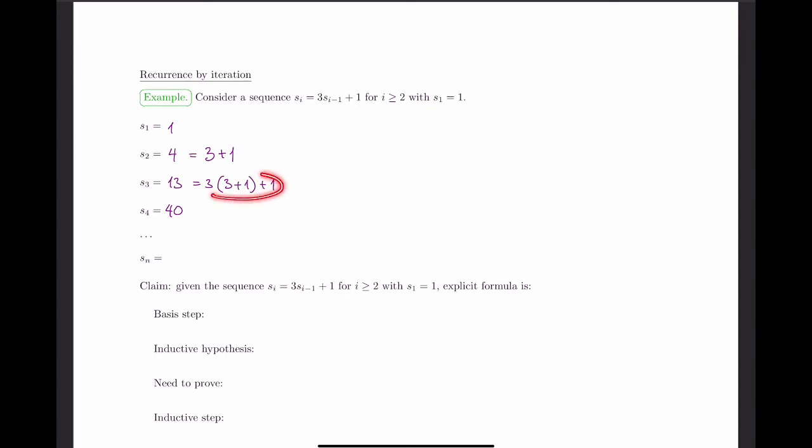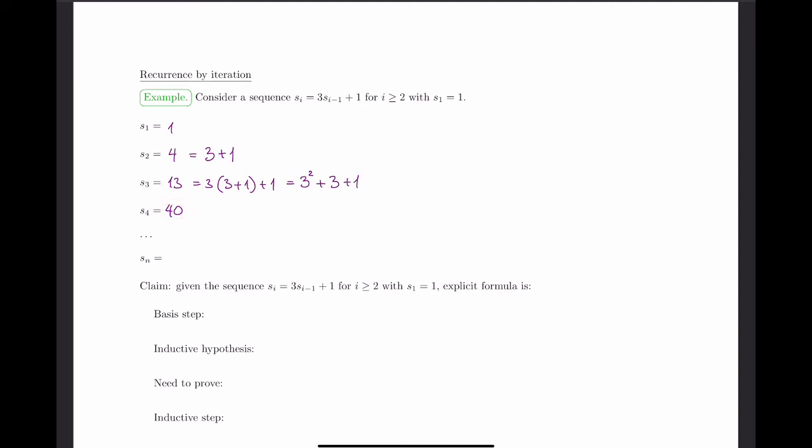If I open up the brackets here, again, trying to preserve as much of the pattern as possible, what am I going to get? I'm going to get 3 squared. I'm not going to simplify it to 9 because I want to see the different factors of 3 I'm getting. So this is 3 squared plus 3, and then plus 1.